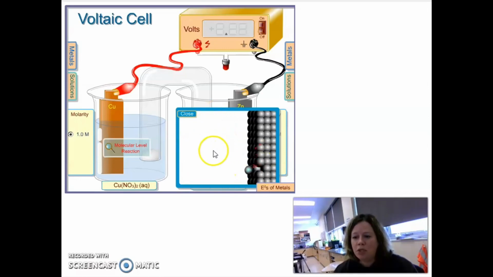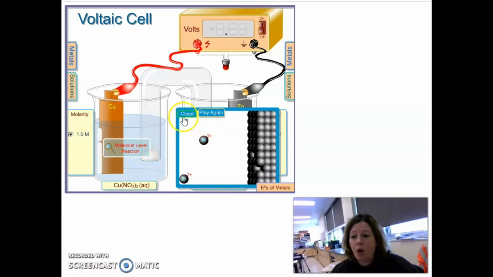If I play this one more time, we can see that the anode is actually starting to degrade. And that's what happens when a battery runs out, is the anode has actually degraded to the point where there's not enough electrons to donate, and so current can't actually flow.